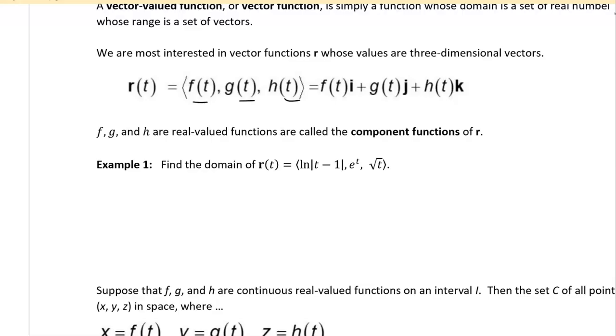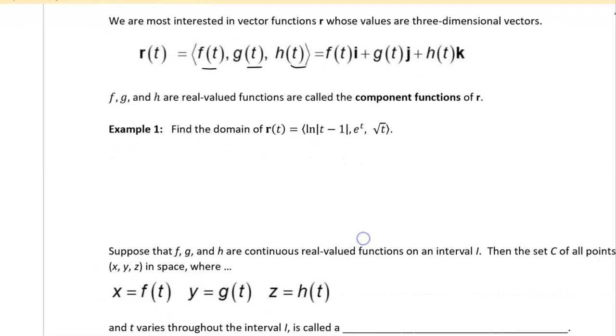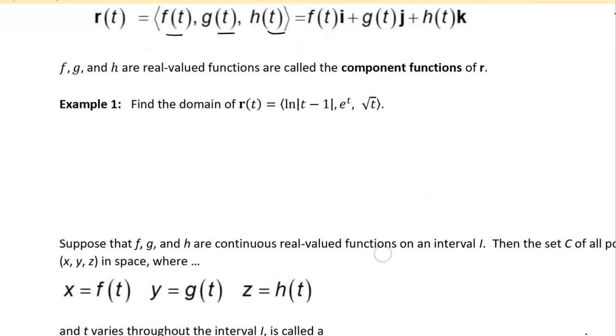A lot of the things that we're going to be doing with these functions here at the beginning is going to feel familiar because it's basically just like relearning how we talked about functions in algebra or algebra 2. So let's start with the domain of our vector function, which is made up of three components: ln of the absolute value of t minus 1, e to the t, and the square root of t. To find the domain for the entire vector function, you need to find the domain of the three components, and then put those together.